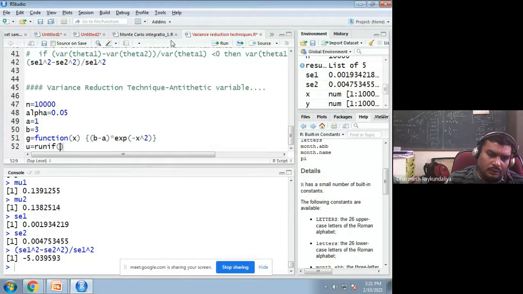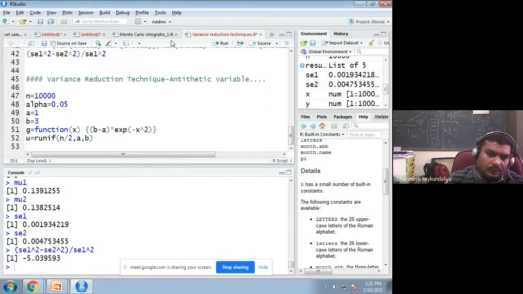What is this? How many do we generate? 50%, that is n by 2, with lower limit a and upper limit b. Then I will calculate 1 minus u. So u here, comma, I am combining 1 minus u. That means now x contains how many observations? N observations. This has n by 2, and 1 minus u also has n by 2.